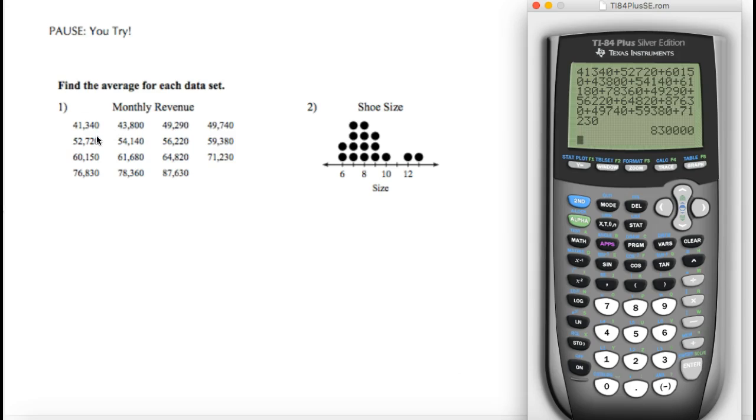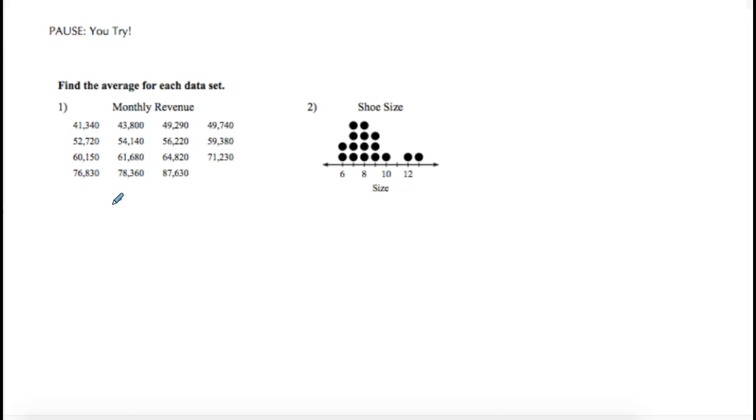Okay, so now if I count up, I have 1, 2, 3, 4, 8, 12, 15 of those. So I'm going to go ahead and divide by 15. And the average is 55,333 and 33 cents.